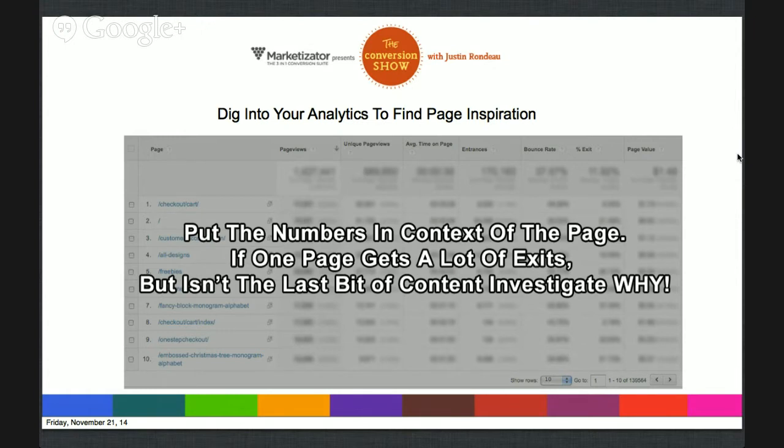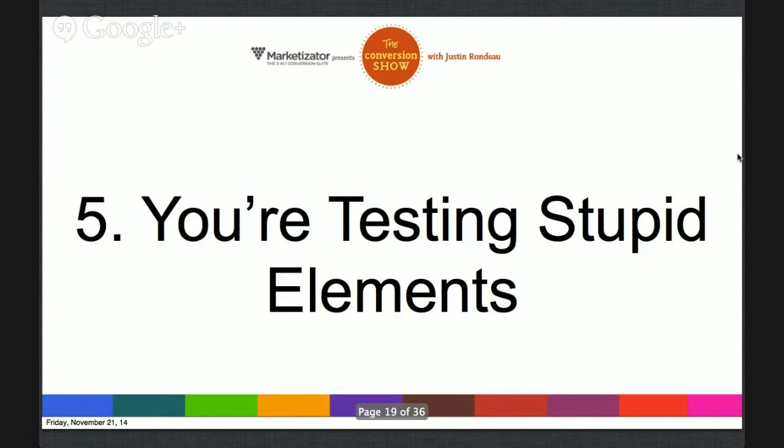Yeah. So the next thing here is testing just stupid elements. There are tons and tons of different elements that you can test on a particular page. I said earlier that if you're testing without a hypothesis, you're just guessing. And if you're not using any sort of research to figure out what elements to test on the pages you identify, that's almost as bad as testing without a hypothesis, because you're just throwing something against the wall and hoping it works.